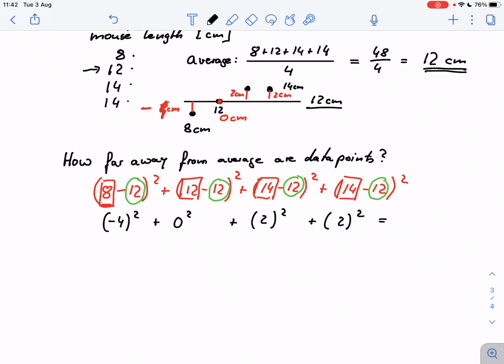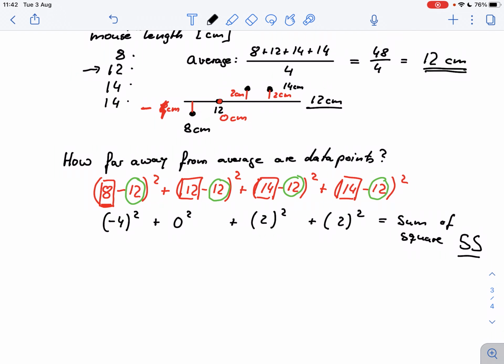This is the sum of squares. And actually, it should be the sum of the squares of the difference between the data and the average, but nobody says that because that's just a mouthful. This is also often abbreviated as sum of squares, SS.